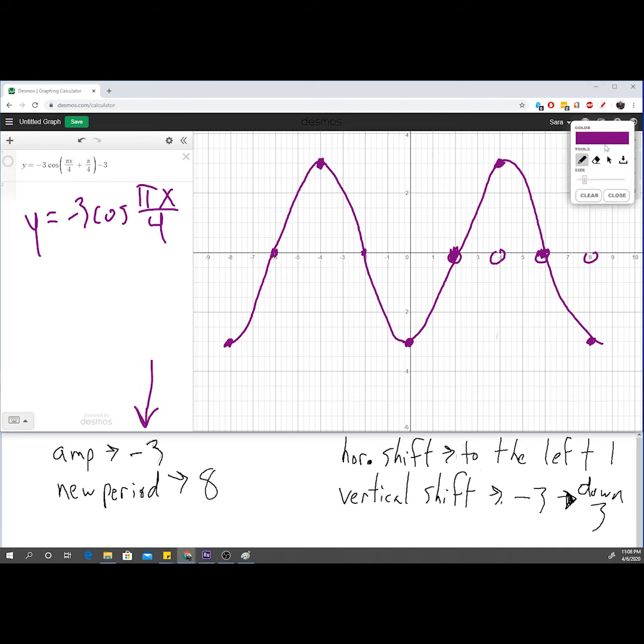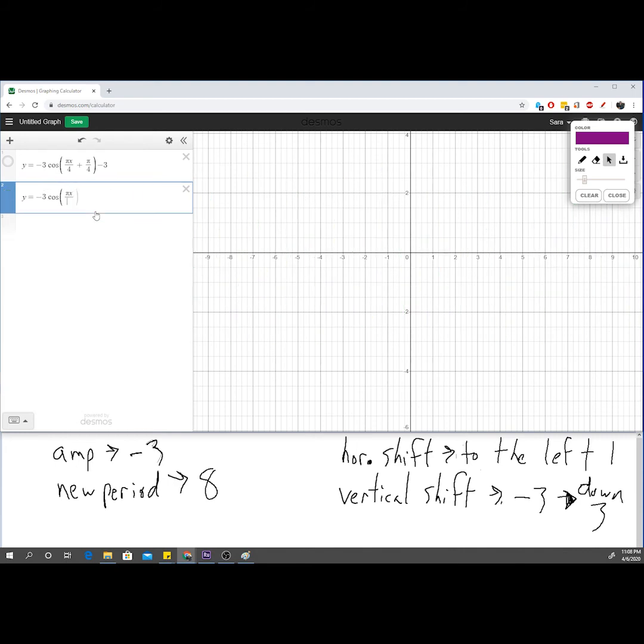And just to verify that with you, I am going to show you over here when I graph this function, y equals -3 cosine of pi x divided by 4. That goes right over the points that I had predicted with my line. Now, once you have those points in place, then let's talk about shifting our graph wherever we need it.